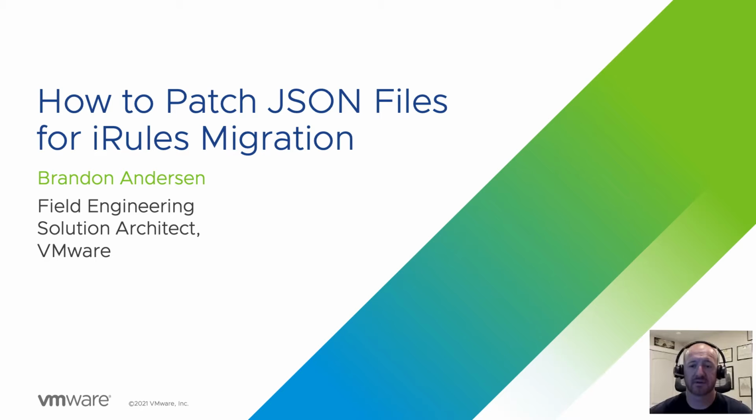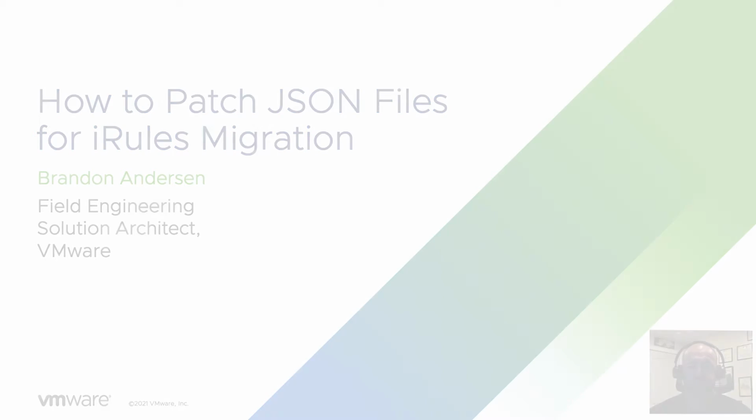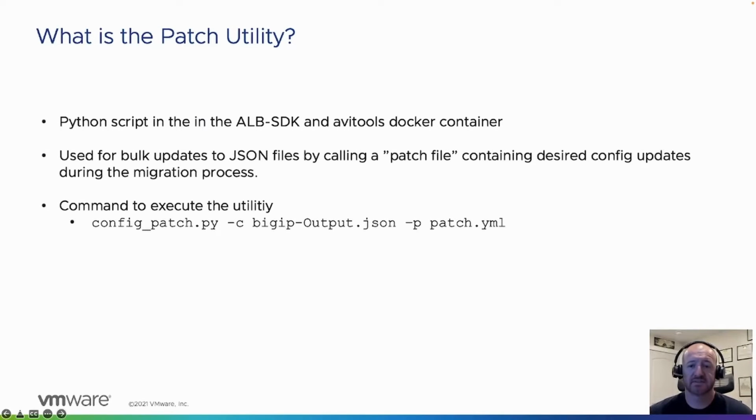Today we're going to cover the topic of how to patch JSON files. What is the patch utility? It's a Python script that is a part of the AOB SDK and is in the Avi-tools Docker container. It's used to complete bulk changes to the migration tool generated JSON files.